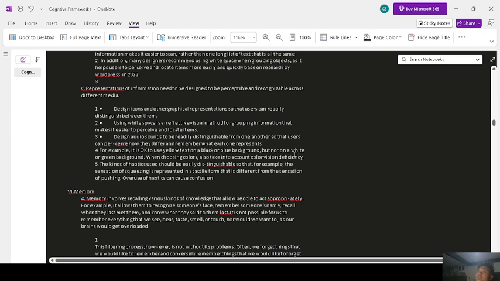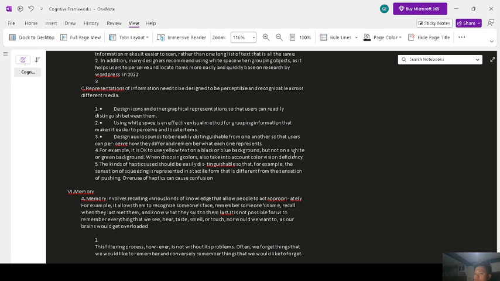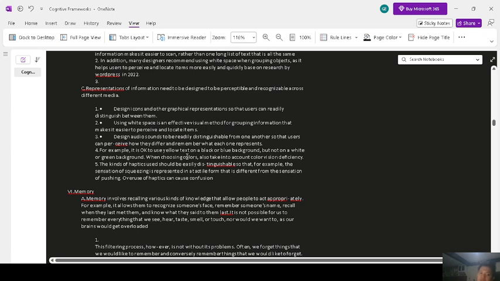So it's better really not to go to your destination if you're already at your destination, because again, for attention we need to have a clear goal. But if we can find the fastest way to go there, then that is better. Design audio sounds to be readily distinguishable from one another so that users can perceive how they differ and remember what each one represents.